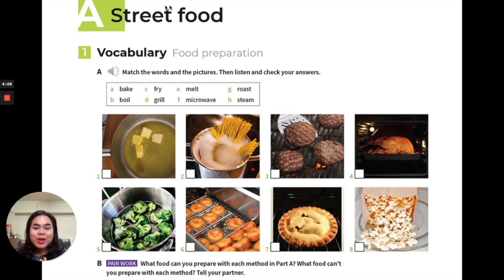But for this one, let's stick to the basics, okay? So we've got bake, boil, fry, grill, melt, microwave, roast, and steam. If you don't believe me, let's hear the audio file.